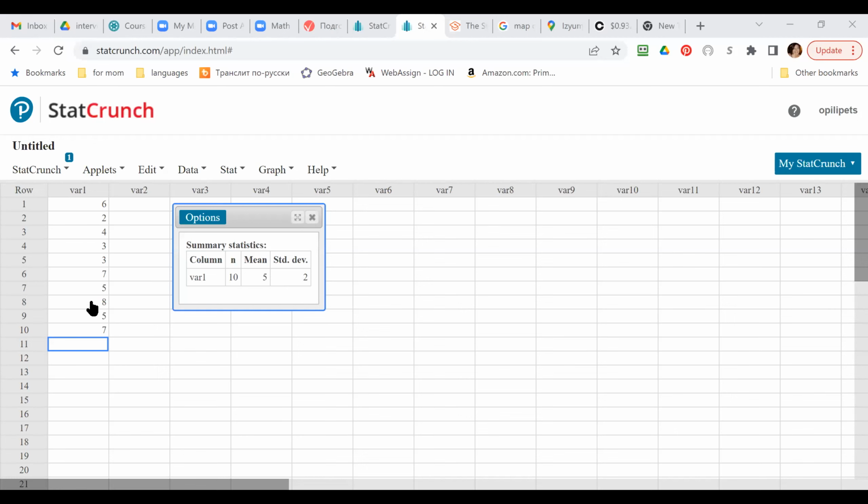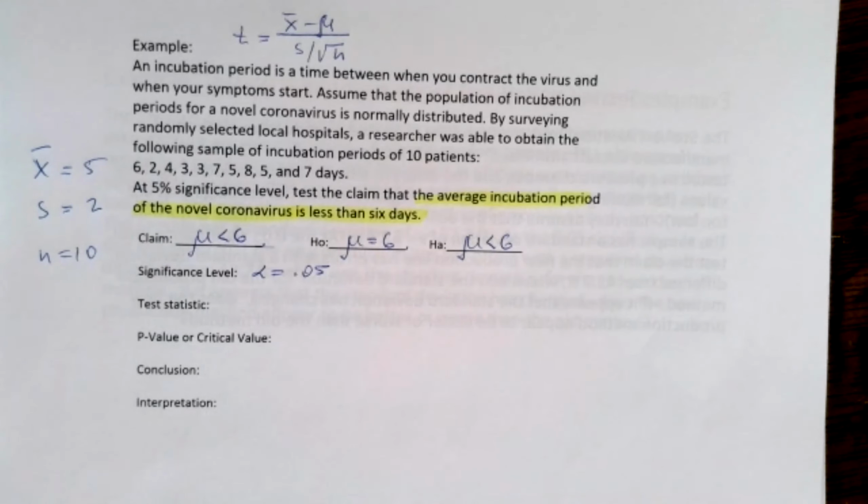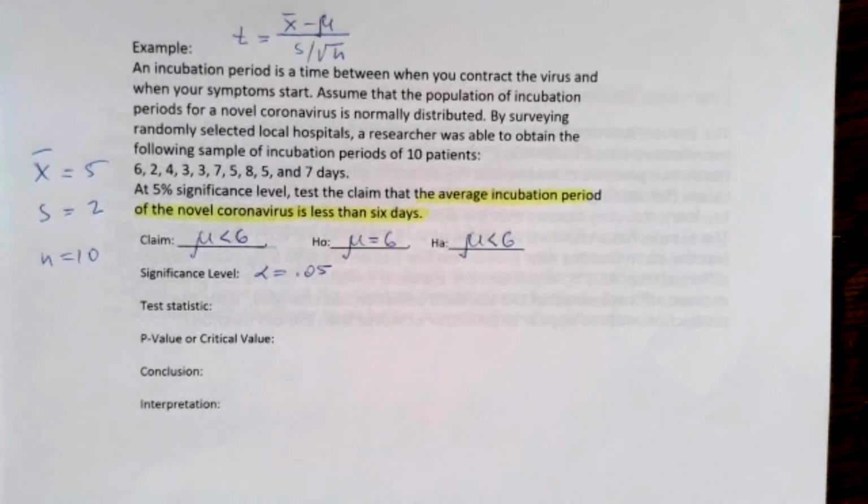I put our sample values into the first column and calculated the mean and standard deviation. I got the mean of the sample is 5, and the standard deviation was 2. n is 10, of course. So I can use these values now to calculate my test statistic, to put them into the formula. Let's do that.